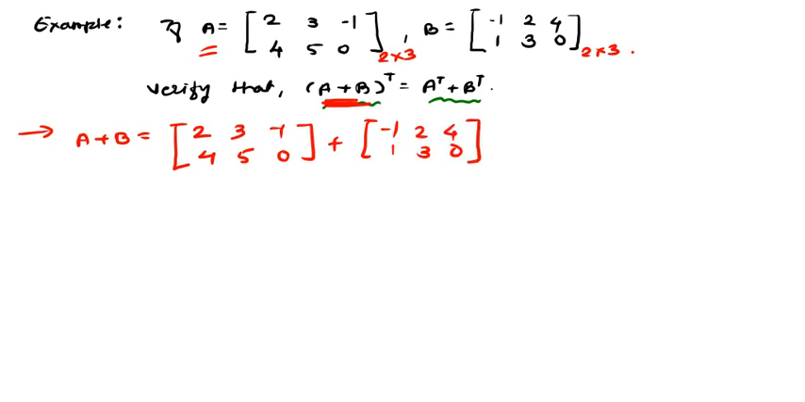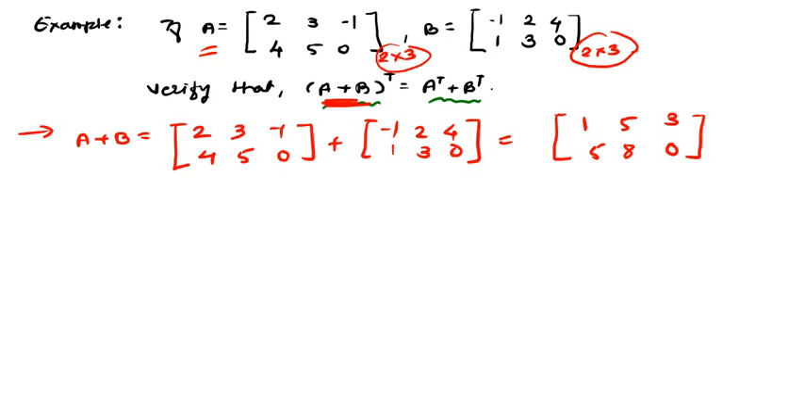We need to understand here when two matrices can be added. Matrix addition is possible only when both matrices are of the same order. A and B have the same order, so we can add them. We get 2 minus 1 is 1, 2 plus 3 is 5, minus 1 plus 4 is 3, 4 plus 1 is 5, 5 plus 3 is 8, 0 plus 0 is 0. So we got this as A plus B.